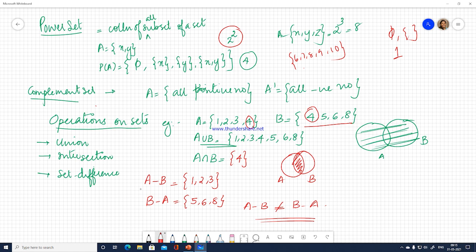Then the operations on sets: we have union, intersection and set difference. Union is represented as U and intersection this way, and set difference means subtraction. This is all about set theory.